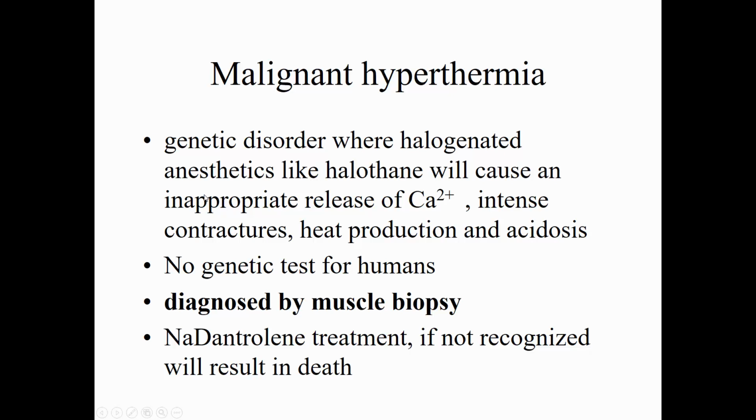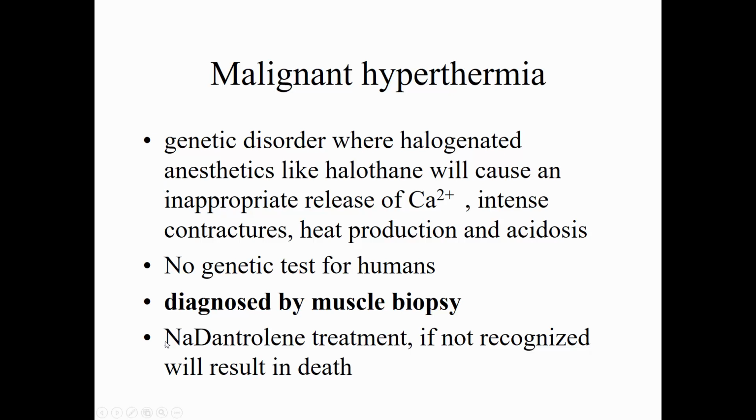Now the problem is human mutations are very wide and varied. Some families have mutations in the ryanodine receptor. Some families have mutations in the dihydropyridine receptor. And because there are so many mutations and they're different from family to family, there is no genetic test for humans. So you can take a muscle biopsy, send it to a lab. They can add caffeine or they can add halothane. You get these contractures. That's a positive test. Now, it doesn't necessarily mean you have malignant hyperthermia. You could have some other muscle disease, but it'd be something you'd want to be aware of.